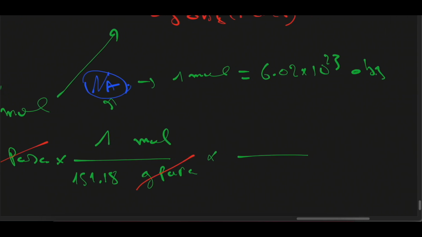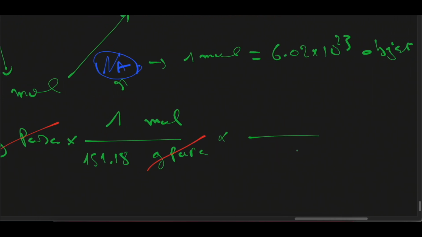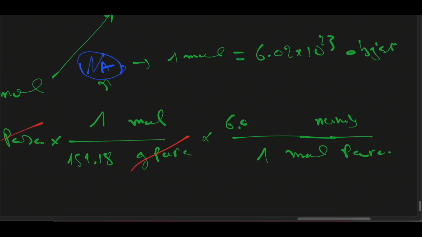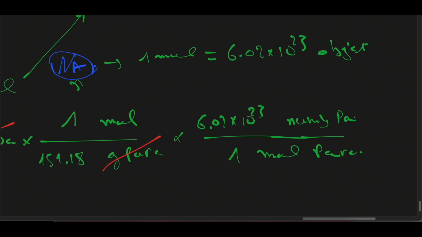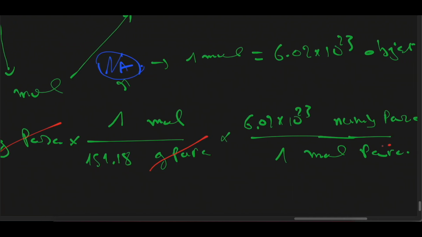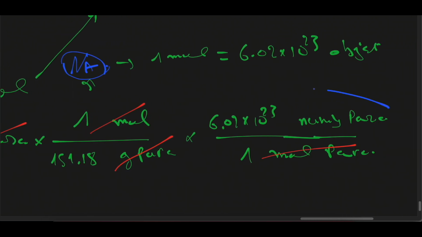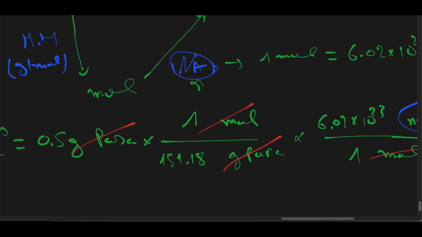of objects. So we can write a conversion factor that uses the mole in the denominator and the number of objects in the numerator. So in 1 mole of paracetamol, we have 6.02 times 10 to the 23 molecules of paracetamol. So we can here also cancel mole paracetamol, mole paracetamol. At the end, we get the exact number of paracetamols from this equation.